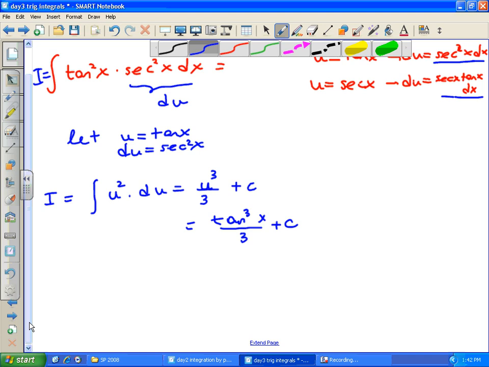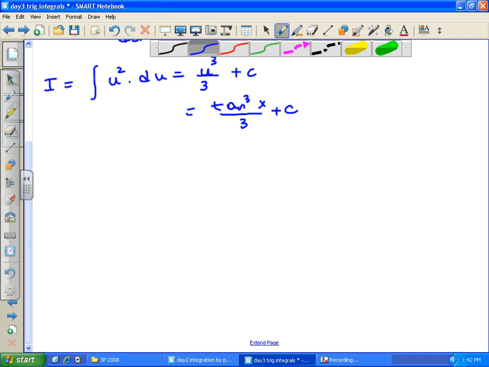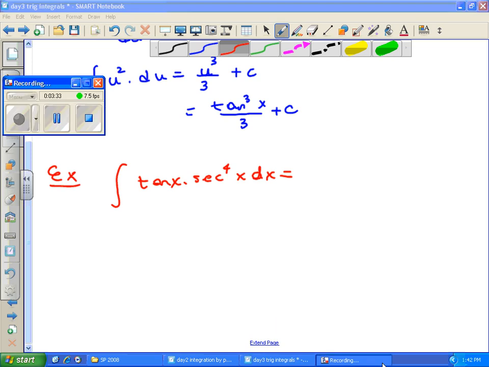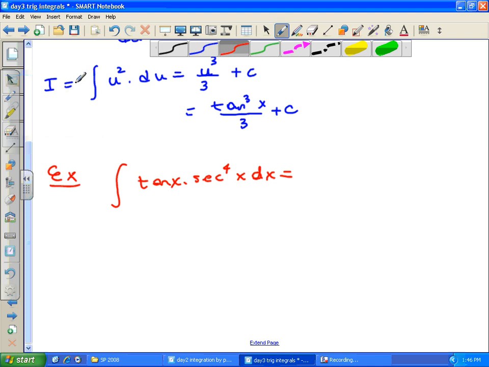Here's our next example with secants and tangents. Okay, let's do the integral of tangent x times secant to the 4th x. I want to give you a moment to think about this one before we put the answer. So, any thoughts on this question? Would you rather separate a secant tangent on the side or a secant square on the side? Oh, I heard secant tangent.